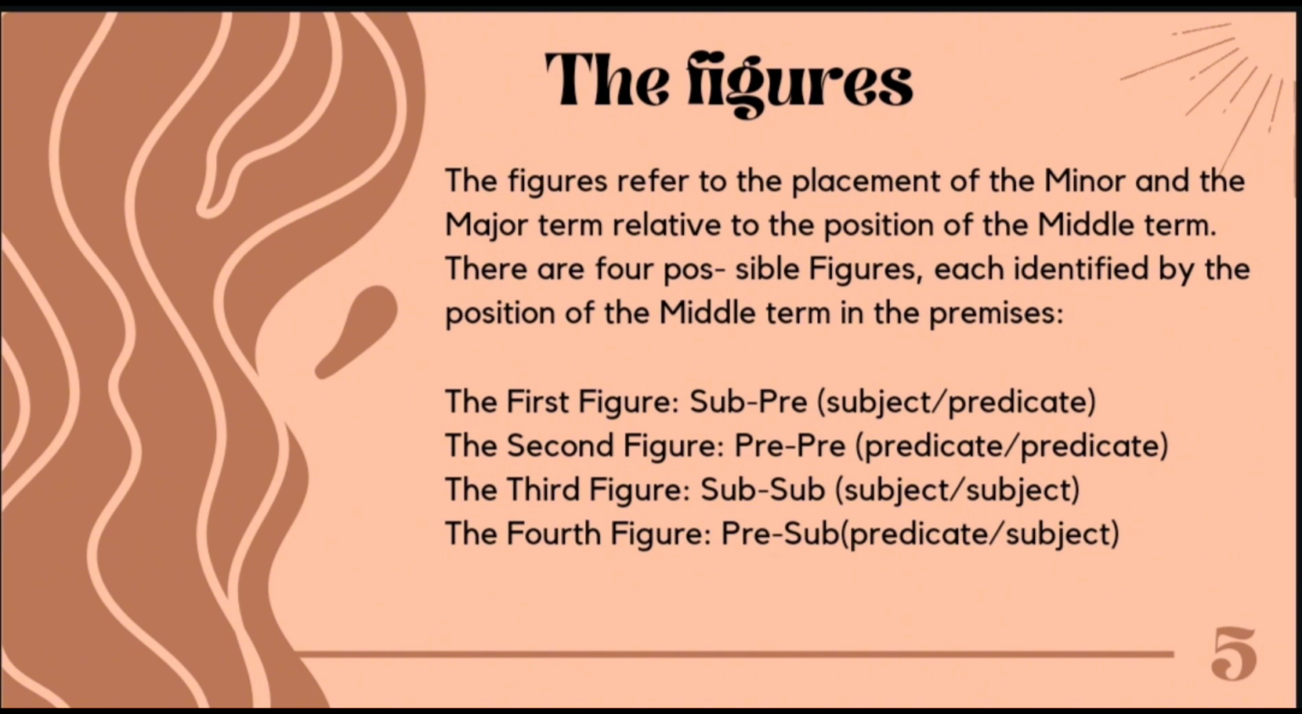So, there are four possible figures, each identified by the position of the middle term in the premises. The first figure represents the subject and predicate, and the second figure, predicate and predicate. The third figure, subject and subject. The fourth figure, which is the predicate and the subject.